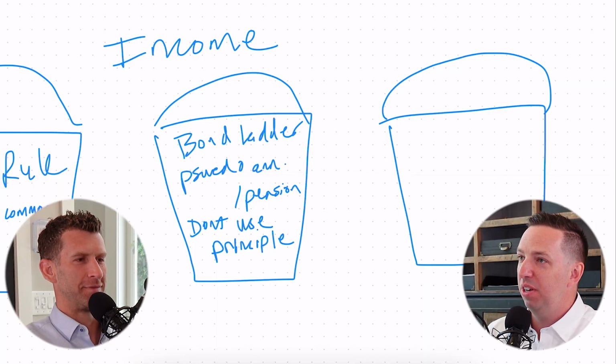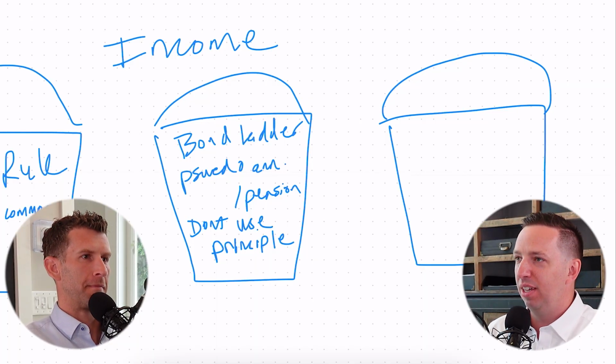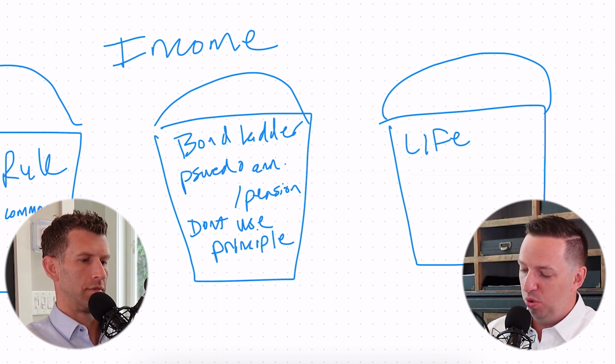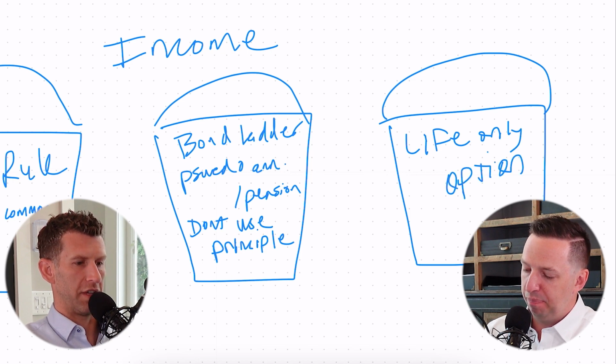Okay. And then the last one is taking the middle bucket to the extreme, which is going to be like a life-only option. You mentioned the second bucket is a pseudo pension. This is an actual pension, where you're going to take the dollars that you've earned. These dollars could have been in the 401k, and you're going to make the choice to hand all of those dollars over to some other entity. Most often it's an insurance company, and the insurance company is going to take your principal. You're not going to get it back.